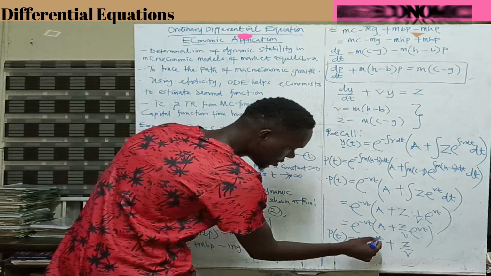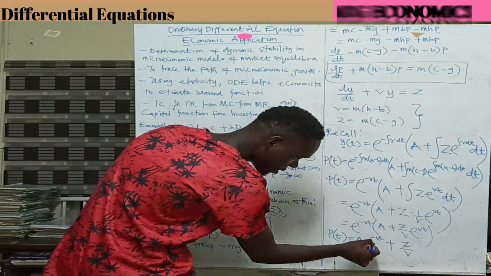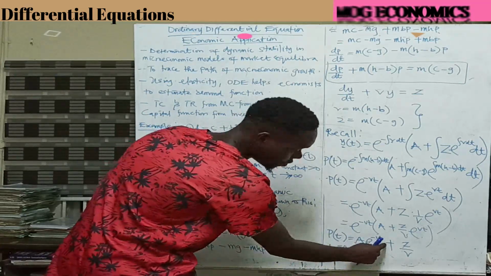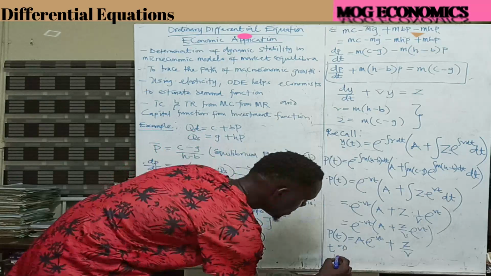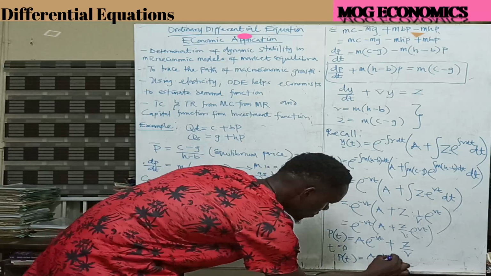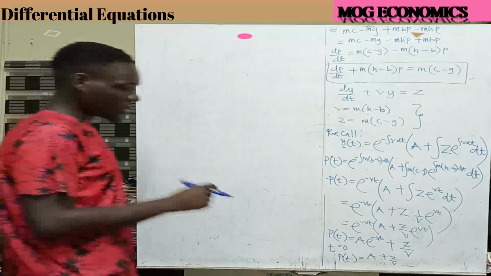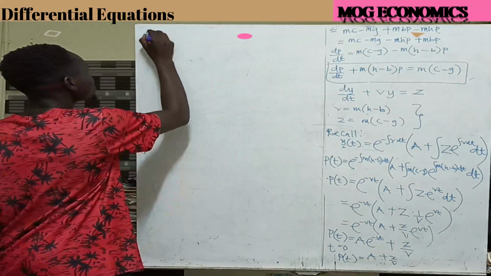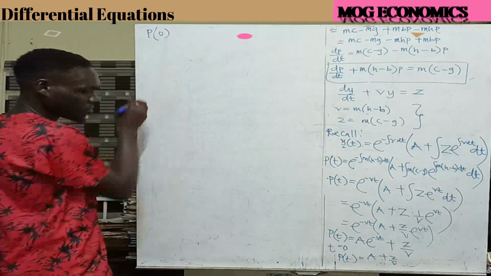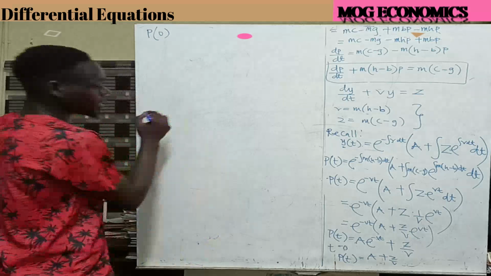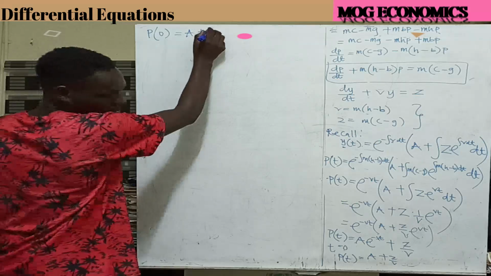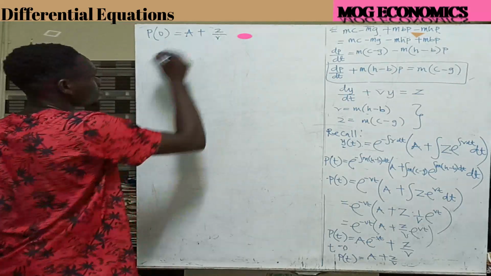Because once this is 0, this power here will be 0. E raised to the power of 0 is 1. This will be 1. Then we are left with a here. So our pt therefore is a. This will reduce to this. All right, so from here, our p, now that t has been assumed to be 0, then we have p 0. Because t has been assumed to be 0, p 0 equals a plus z over v.